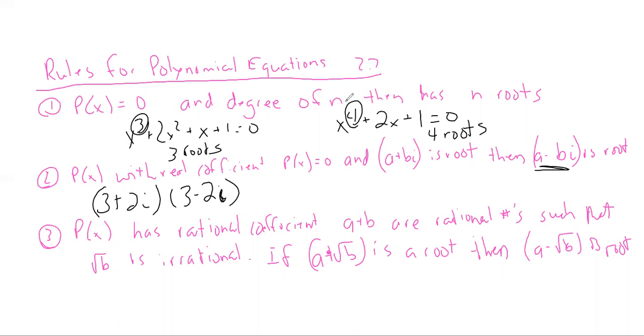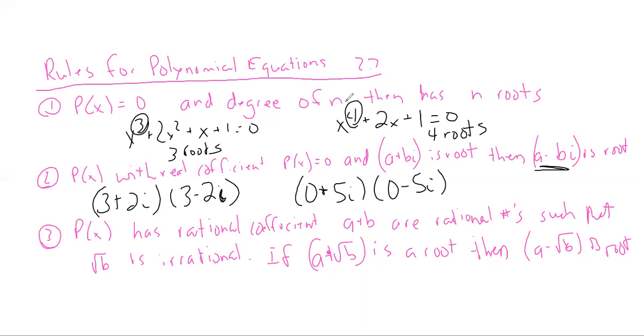Now, let's say they give you this: 5i is a root. Well, you're going, I don't know. Remember, this is 0 plus 5i. So the other one is 0 minus 5i. Or in other words, if 5i is a root, then negative 5i is a root.